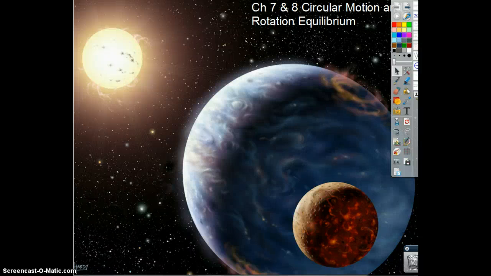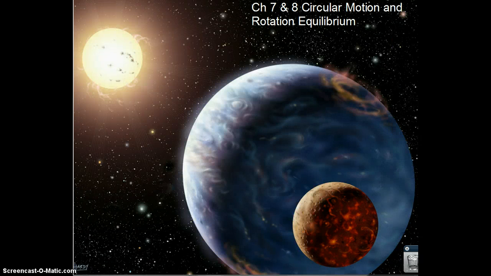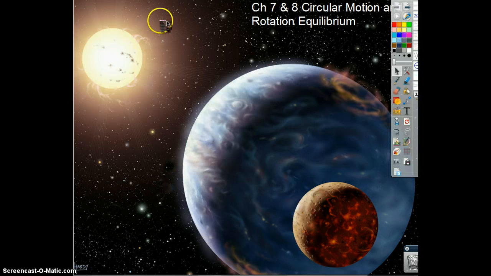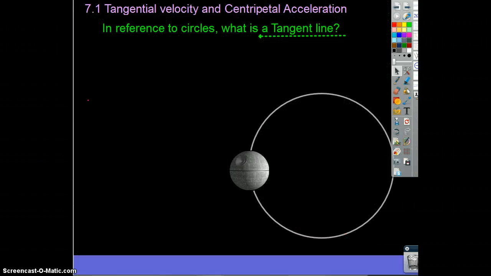Alright, chapter 7 and 8 is about circular motion and rotational equilibrium. Starting off, tangential velocity and centripetal acceleration. First question relates directly to math class.